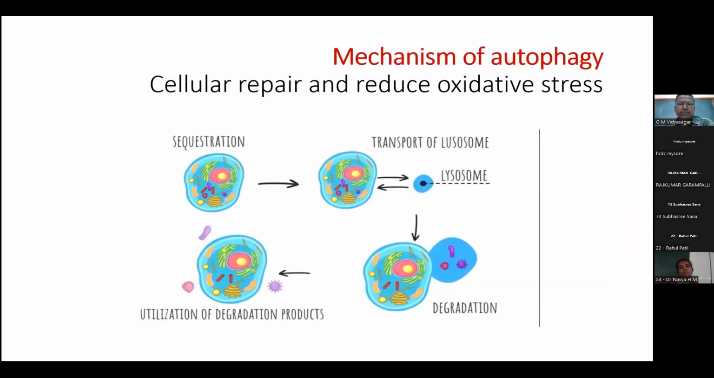And for this mechanism he also got the Nobel Prize: cellular repair and reduction of oxidative stress. It is a sequential reaction where the lysosomes degrade the infected cells and use them as a source of food.